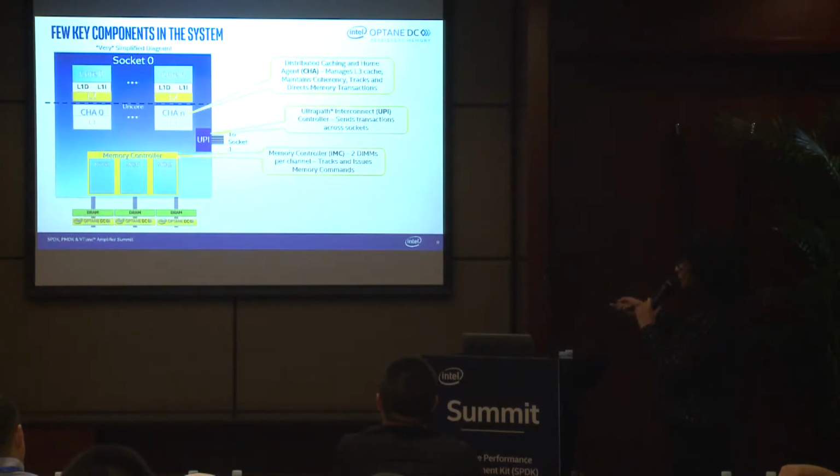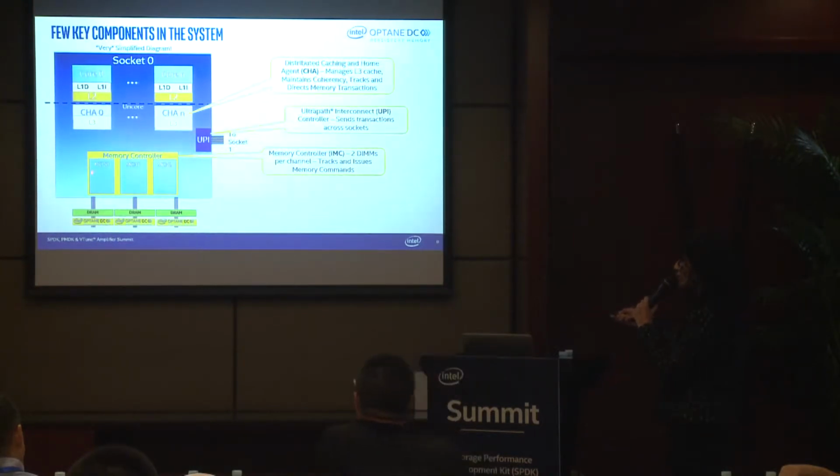And the next one is the UPI. The UPI is what we call the Ultra Path Interconnect. It was called QPI before, now we're calling it UPI. And this UPI unit is responsible for sending transactions across the sockets, right? And now we have the memory controller. The memory controller has 3 memory channels in the second generation Xeon processor. And within these 3 channels, we have 2 DIMMs that can be populated.